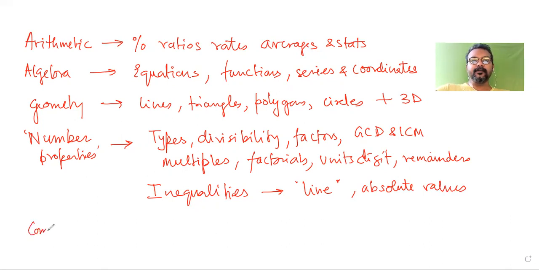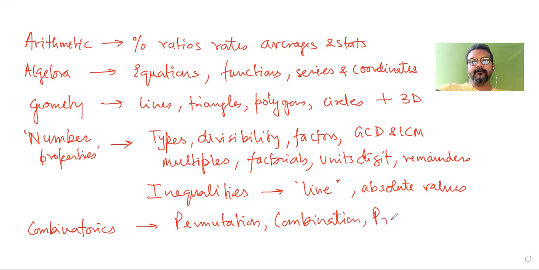Finally, we have the last section, which is combinatorics, which includes topics like permutation and combination, probability, and sets. Sets would include questions on Venn diagrams mainly. So this is roughly the entire course.